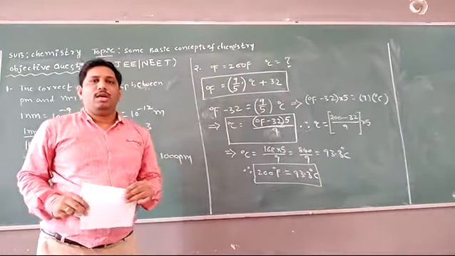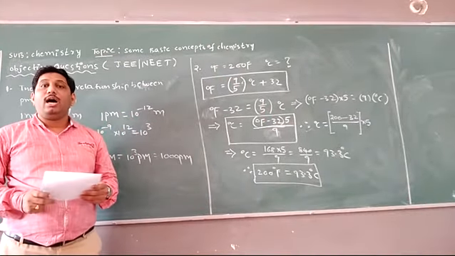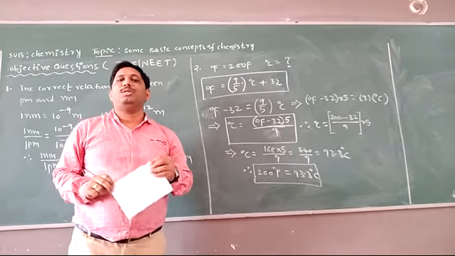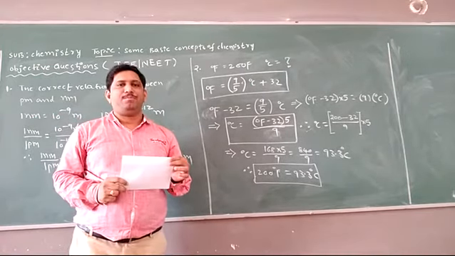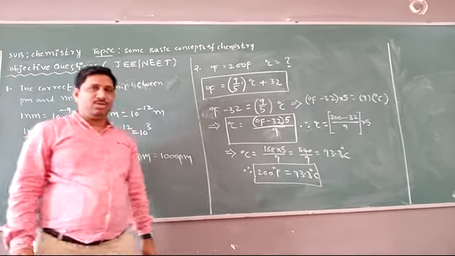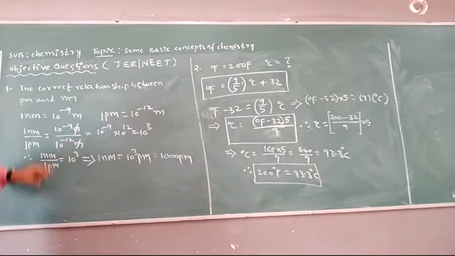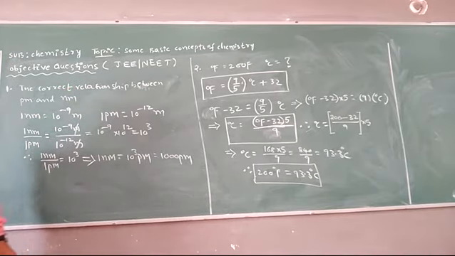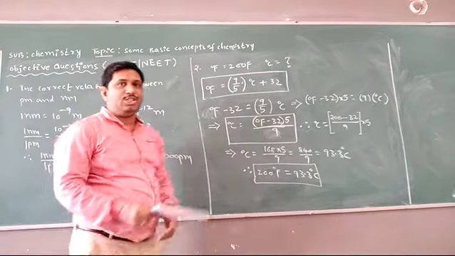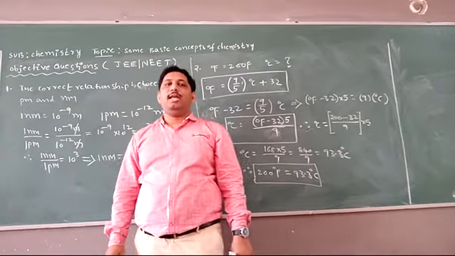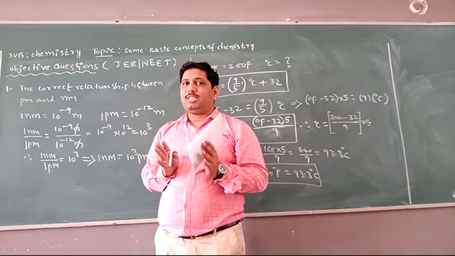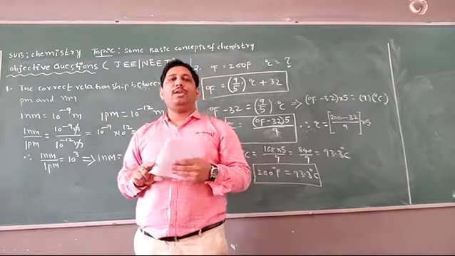Okay students, now we are discussing the objective questions based on the first three topics of some basics of chemistry. The first question is the correct relationship between picometers and nanometers. That is, 1 nanometer is equal to how many picometers?